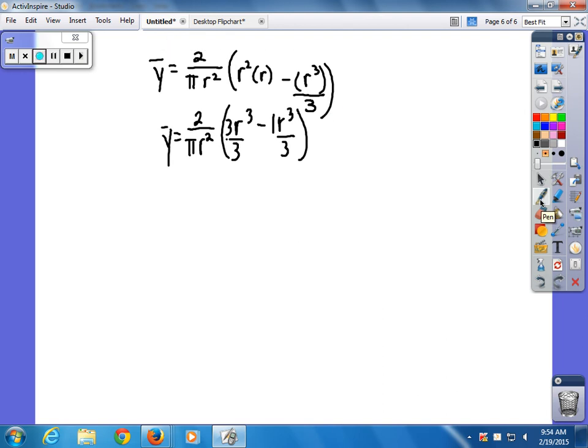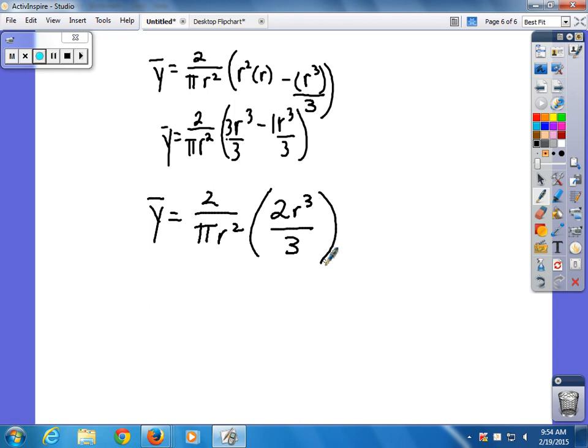All right, let's see if y bar is equal to 2 over pi r squared times, what do we get? 2r cubed over 3, and r squared will cancel with this and leave r. I got 4r over 3. Somebody help me out. 4r, oh yeah, 3 pi, sorry. 4r over 3 pi.